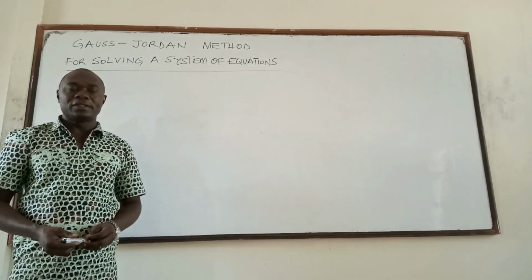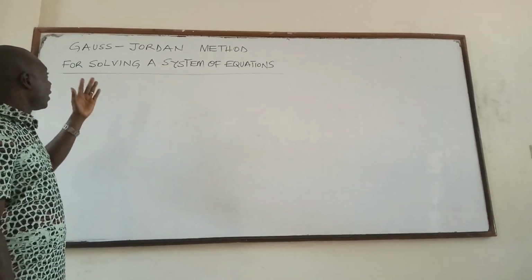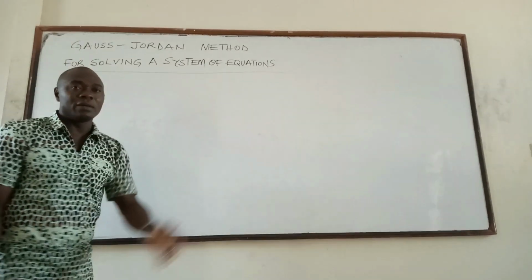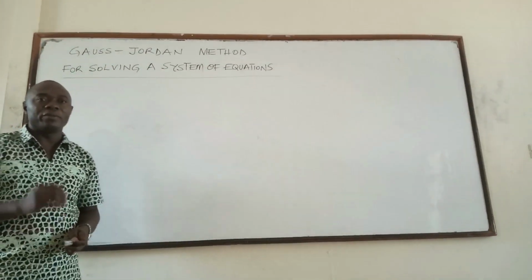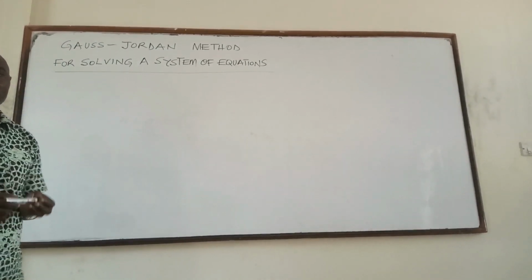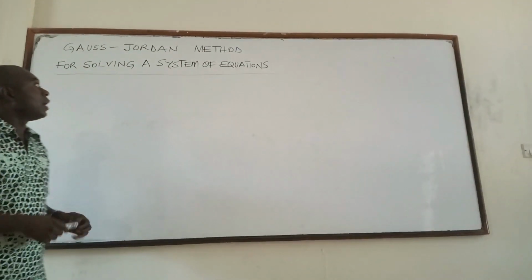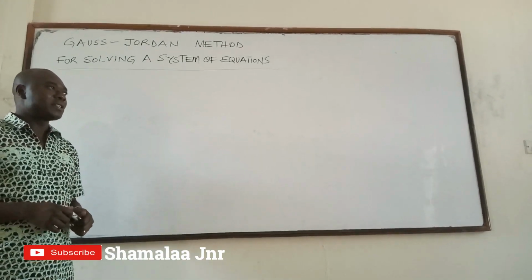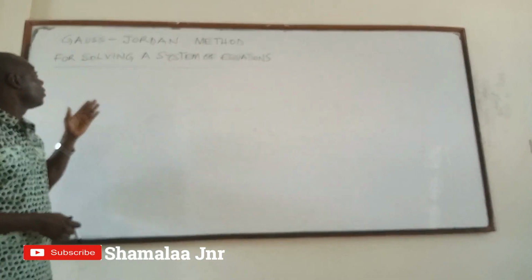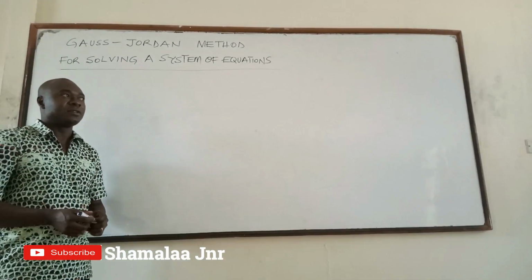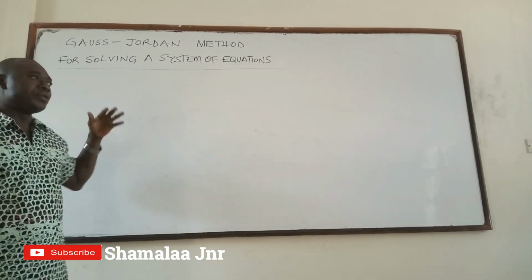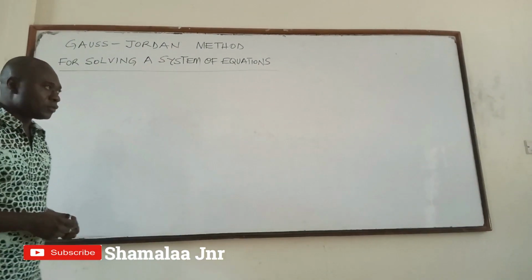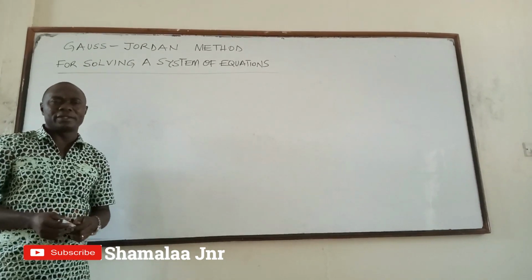Welcome to today's lecture. Today we want to look at the Gauss-Jordan method for solving a system of equations. Now this method is not very different from the last method I taught you, the Gaussian elimination method. There's a slight difference between this one and the Gaussian elimination method. Now, to understand this method, let's look at a question.